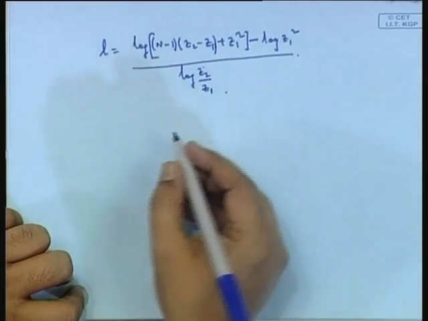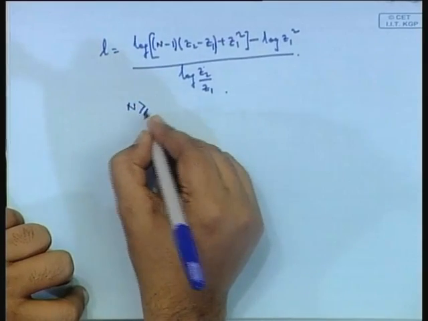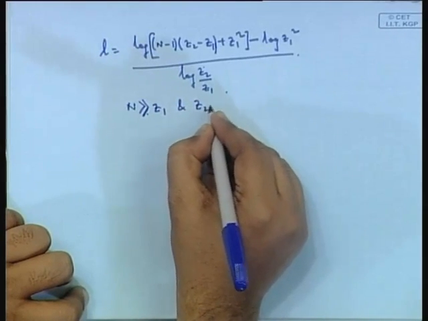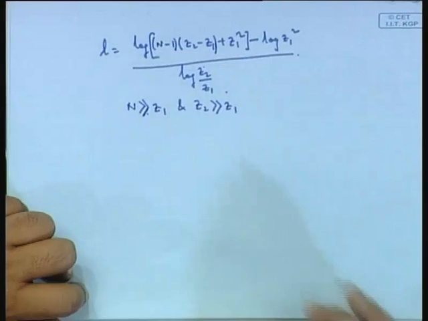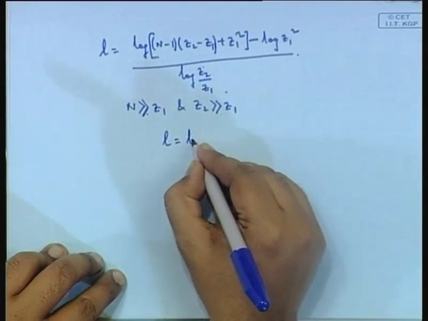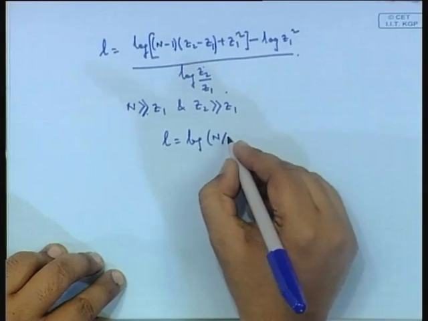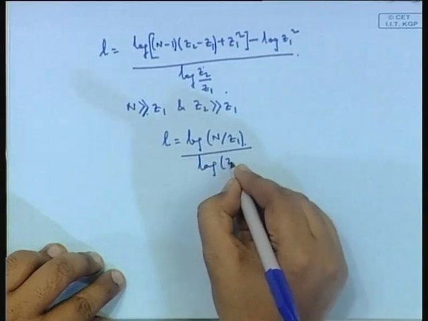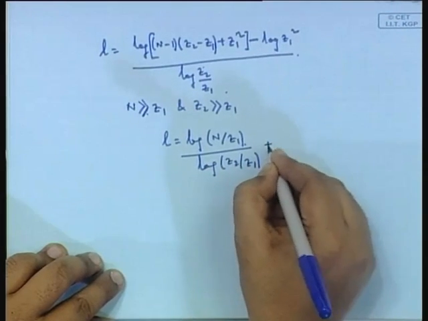This is extremely big, but if we think that Z2 is greater than Z1, which is true, since the total number of nodes will be much more than the second neighbors, and the number of second neighbors is higher than the number of first neighbors, then you will see L is equal to log n by Z1 over log Z2 by Z1, plus 1.